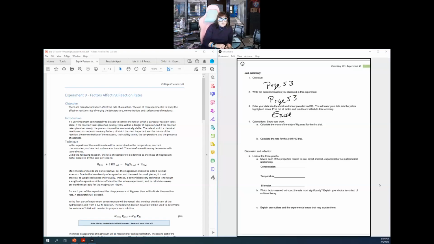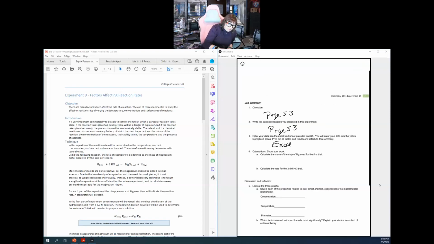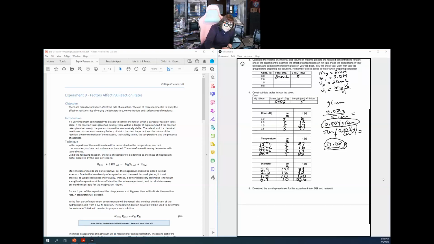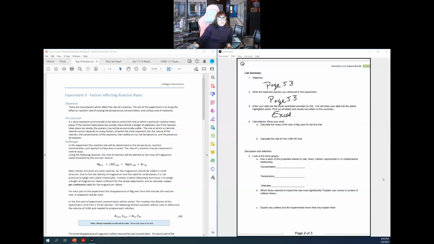You're supposed to show the mass of the strip of magnesium used for the first trial, and then calculate, and that is, again, this calculation that we did previously. So looking right, so right here. So that calculation. So now that we know exactly what the mass per gram per centimeter times the 5 centimeters, then we get that 0.02. Okay, and that's in grams. So that's the calculation you should be showing there. I think that's 4A. Yes, 4A.